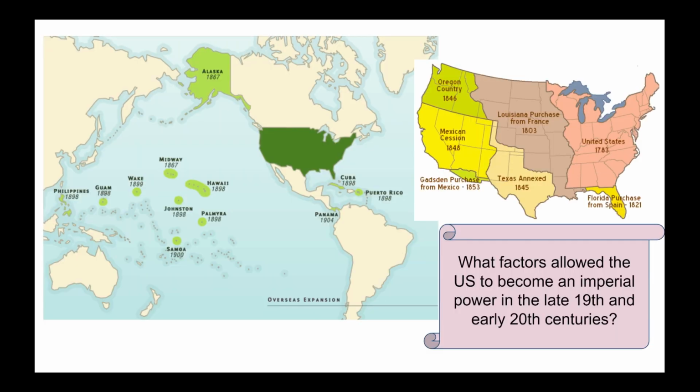All right, so I'm going to ask this question. I want you to think about it. You may not know, but take a great stab. What factors do you think allowed the U.S. to become an imperial power in the late 19th century and early 20th century? Look at all the pictures here. What might be helpful? Think outside the box. Maybe don't think outside the box.